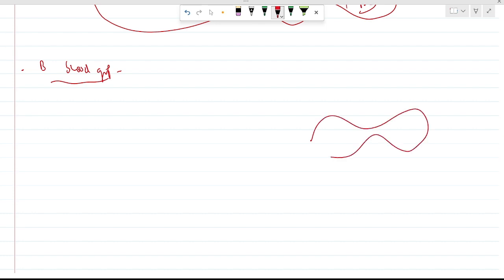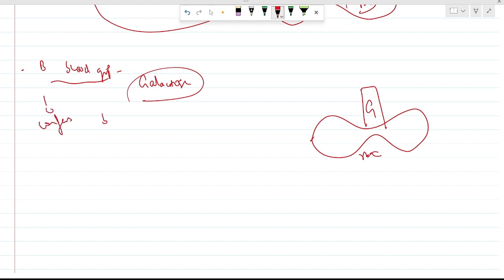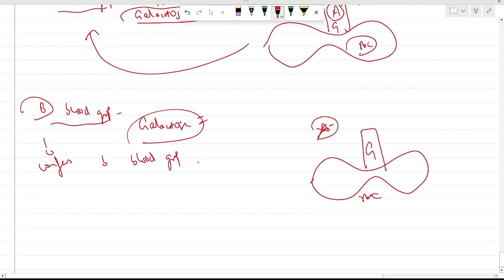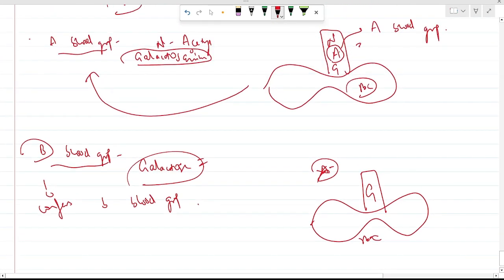Next we are going to see B blood group. In this B blood group, in the RBC, there is presence of this sugar. It is only G, which stands for galactose. Presence of this galactose sugar on the RBC confers B blood group. You can remember then there is no A here, only galactose. So galactose confers B blood group. There is A here, N-acetyl galactosamine, A blood group. Presence of galactose, B blood group.